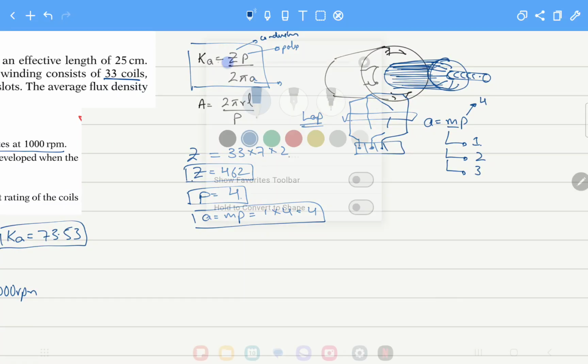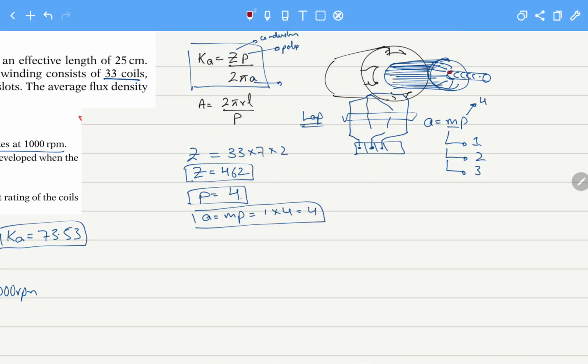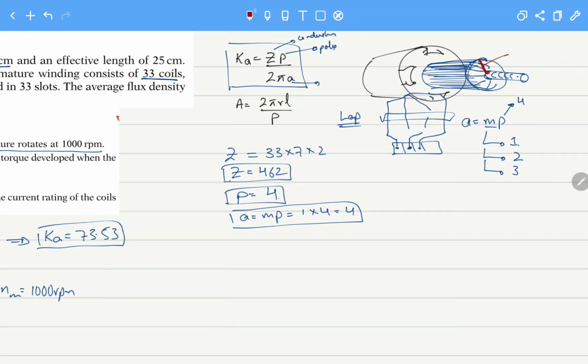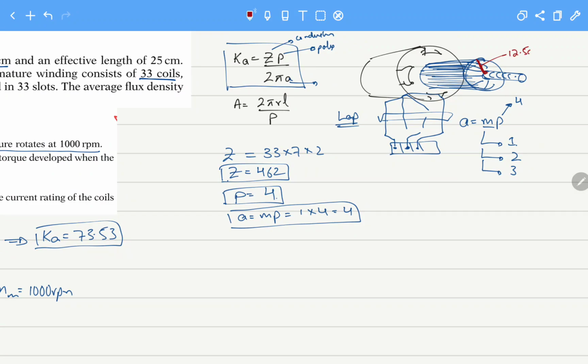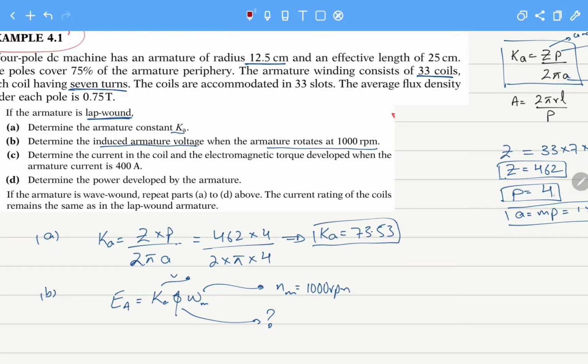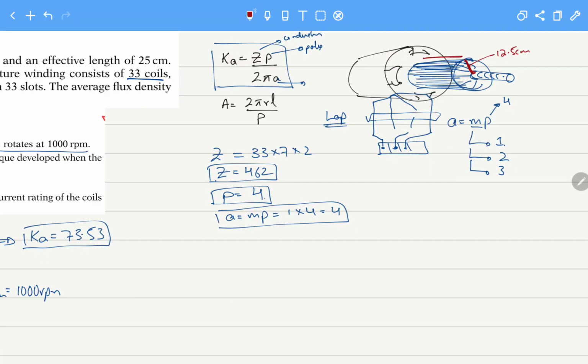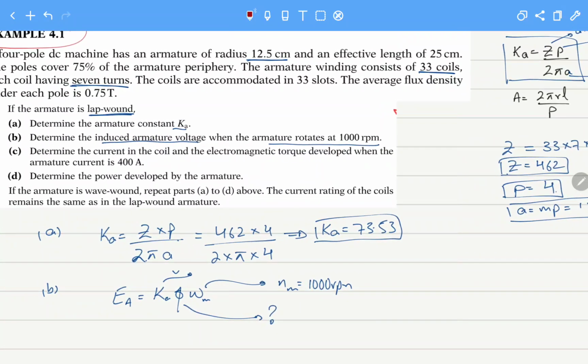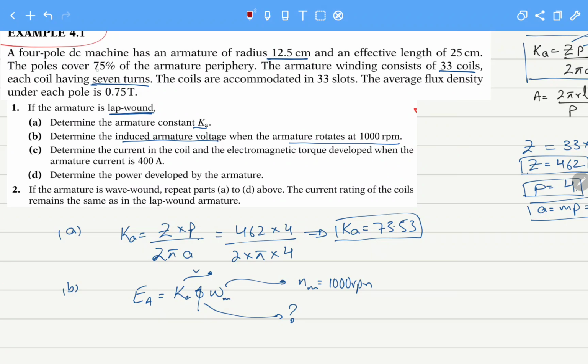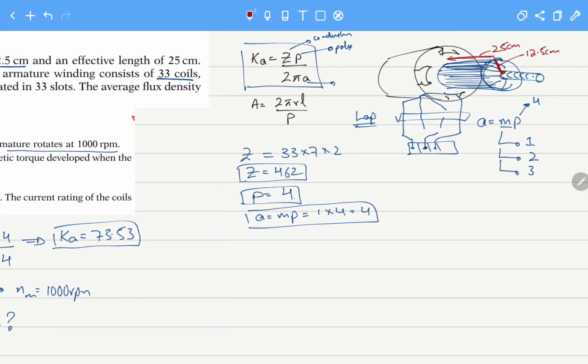So if we look into our diagram, the radius of our armature, which is cylindrical in form, is 12.5 centimeters. The next statement gives the effective length as 25 centimeters. So the effective length is equal to 25 centimeters. For the rotor, the radius is 12.5, the length is 25 centimeters, and the pole covers 75% of the armature periphery.